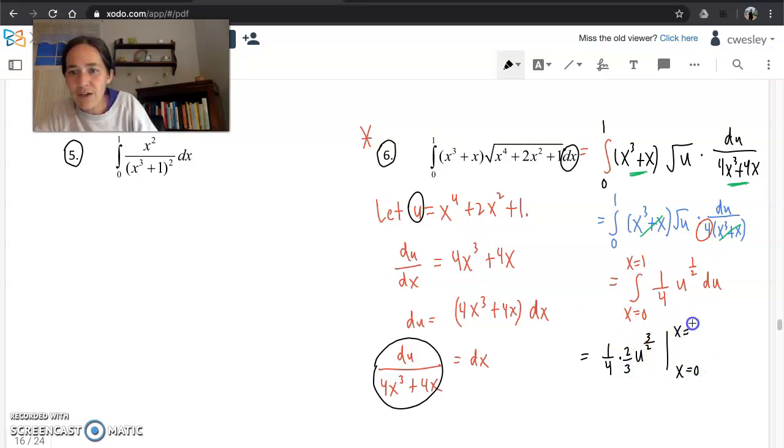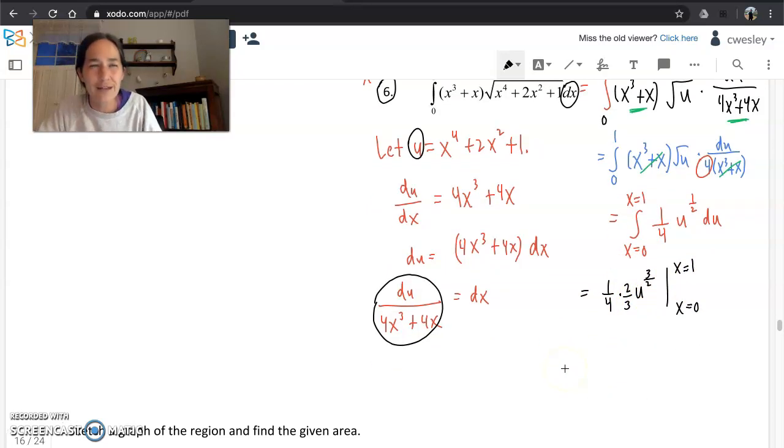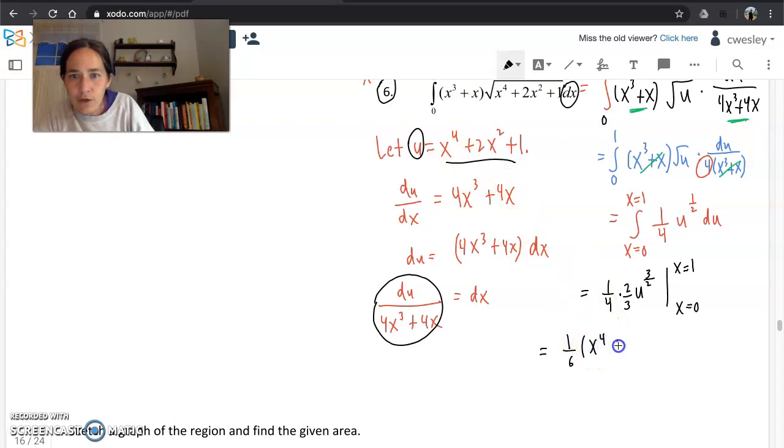Don't plug in these values yet. Wait till we have this in terms of x. That's why I'm writing those little x equals, to remind ourselves that those are x values. This simplified should be 1/6. And then you have u. Instead of u, we'll write what u equals: x to the 4th plus 2x squared plus 1, to the 3/2 power, evaluated from 0 to 1.